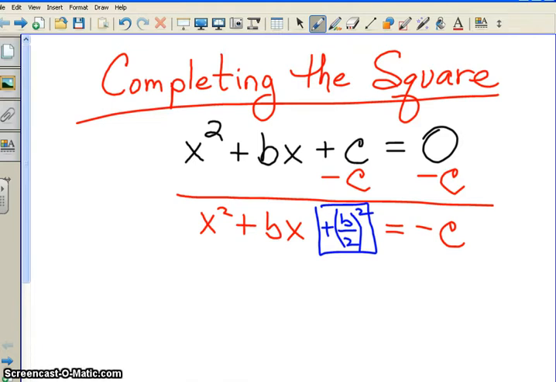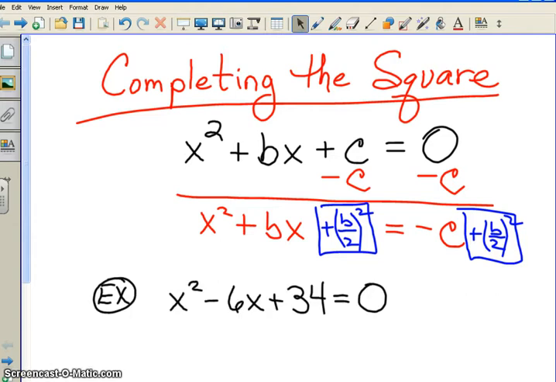And whatever I add there to the left as my magic number, I'm going to need to add to the right as well to keep the equation balanced. So b over 2 squared. Now let's take a look at how this works with an actual example with numbers for a, b, and c. We'll use this equation, x squared minus 6x plus 34 equals 0.